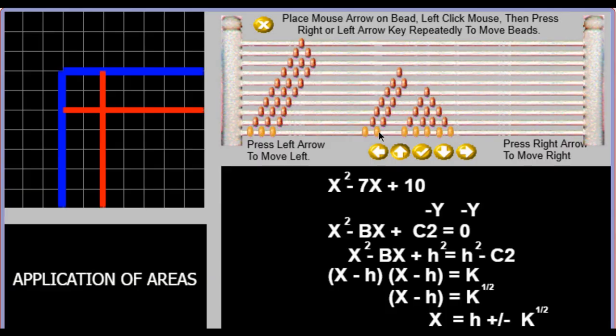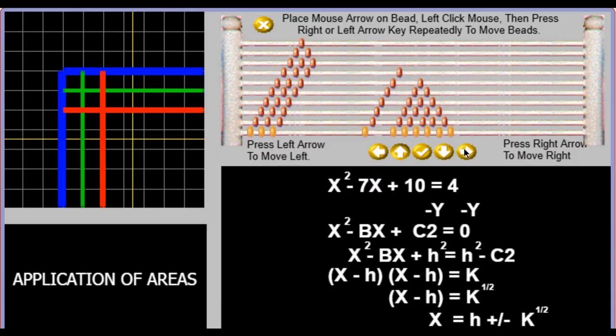So we're going to push over another bead, 6 from the right. And that will give us intersecting green lines and give us for y 4. So we have x squared minus 7x plus 10 equals 4. And this 4 we can see elbowing around the intersecting orange lines.